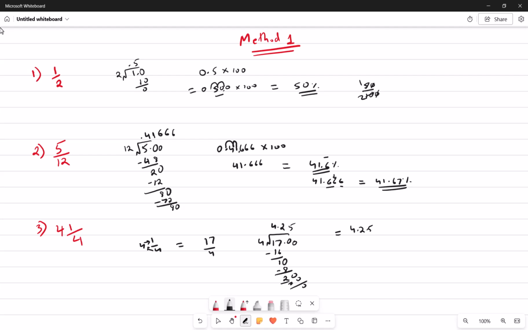And our final step is what? We are just going to multiply this by 100 and add the percentage sign. And since we are multiplying it by 100, this decimal is going to go 2 places forward. So it's going to end up right here. So it just becomes 425. And we are gonna add the percentage sign. So 4 whole 1/4 is just 425%, and here's our answer.